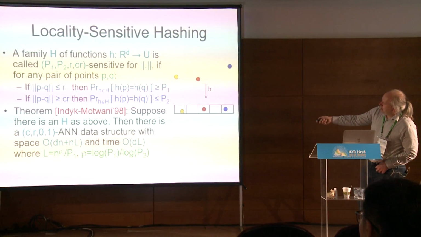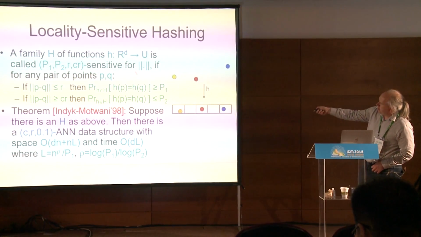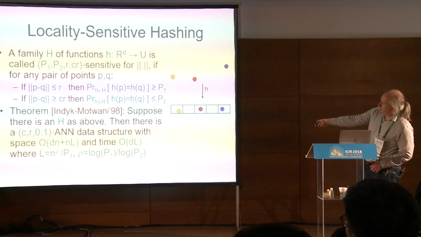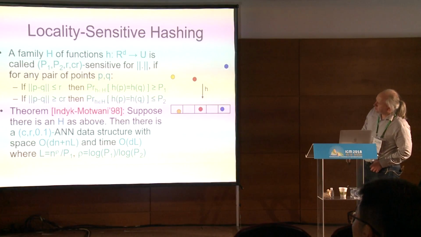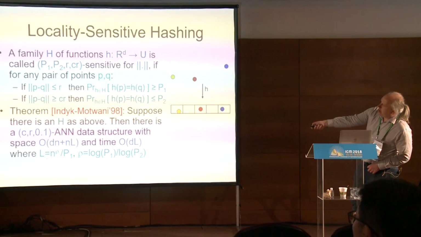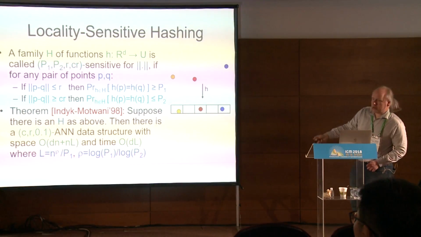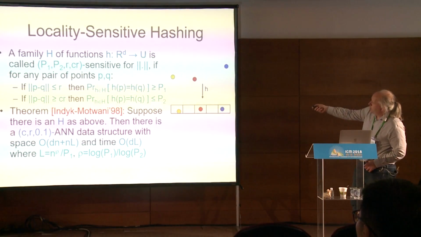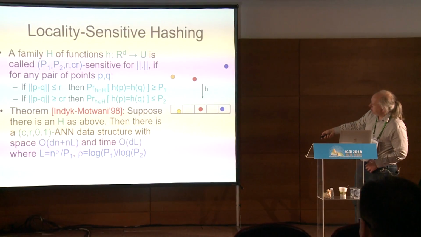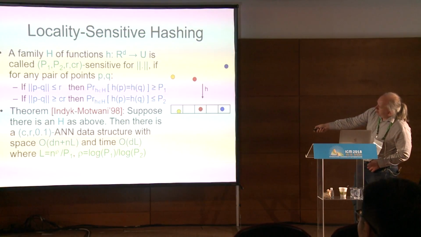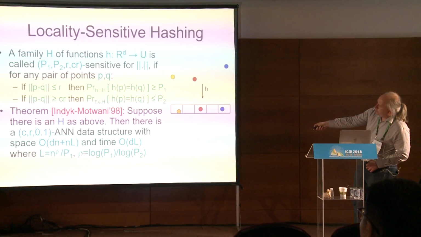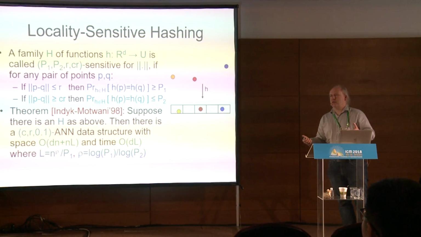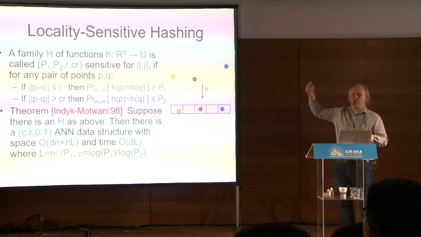There is an automatic way of converting this family into a data structure which uses this amount of space and this amount of time. Basically, both of them are linear in L. Well, L is of this form. It's essentially n to the rho, where rho is the ratio of the logarithms of these 2 probabilities. So what's happening here? Well, think about P1 and P2 as constants, so then this disappears. And if P1 is greater than P2, then log of P1 is smaller than log of P2, which means that rho is smaller than 1, which means that you get a data structure whose query time is sublinear in n. It's n to some small something which is less than 1.